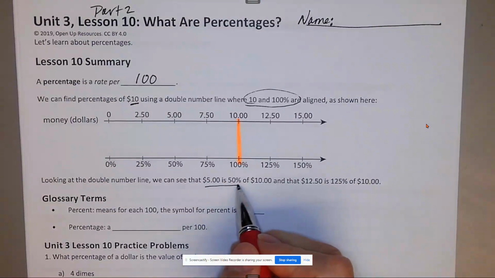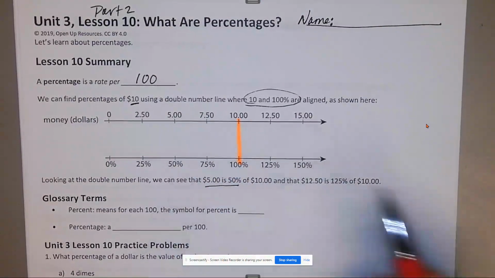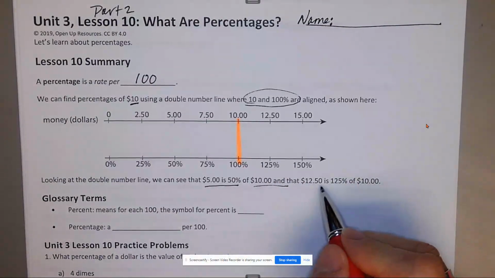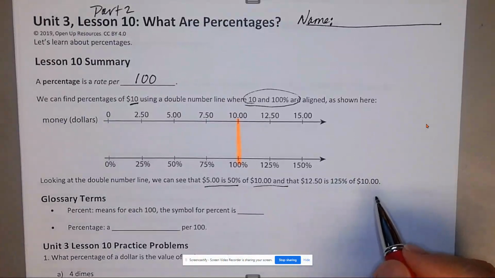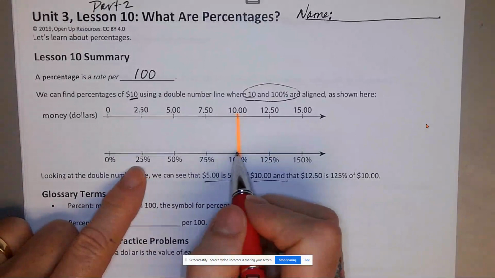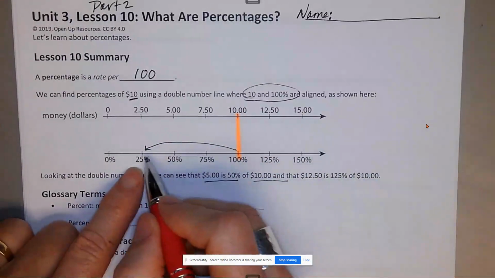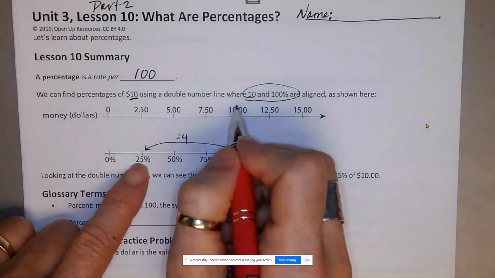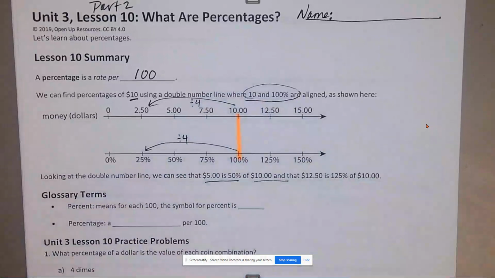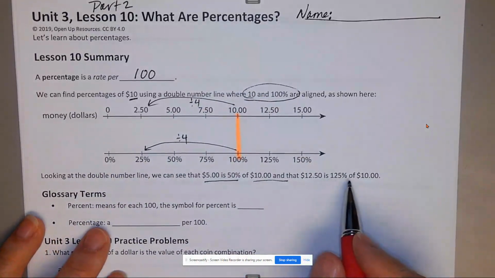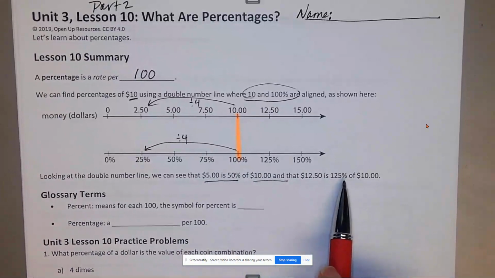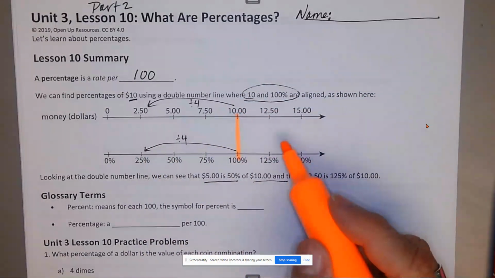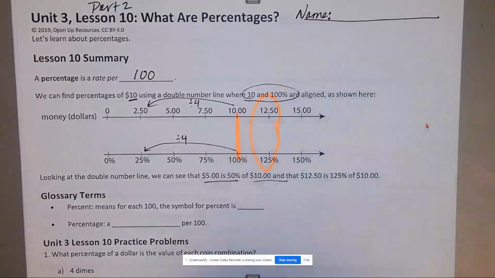We can see $5 is 50%, or half of our 10. $10 is our total. $12.50 is 125%. The way we can find that is if I go all the way to my 25%, that would be divided by 4, because there's 4 25s in 100. So this would be divided by 4. So if I want 125%, I have my original $10. I'm counting by 2.50, and that gets me right here.